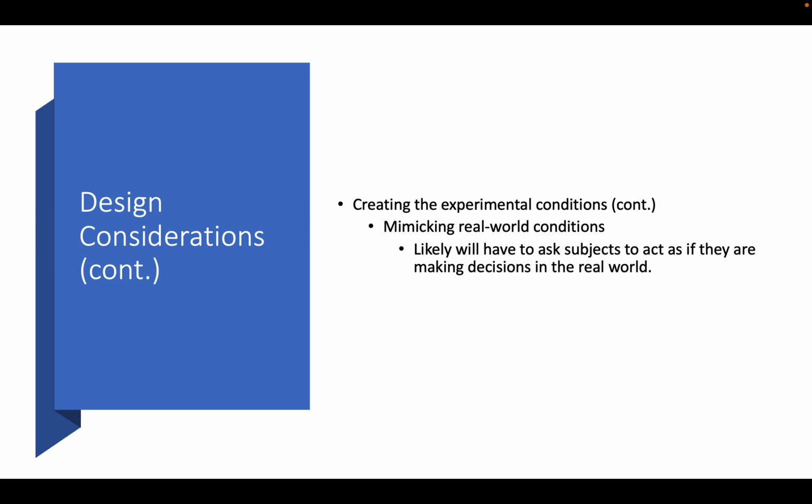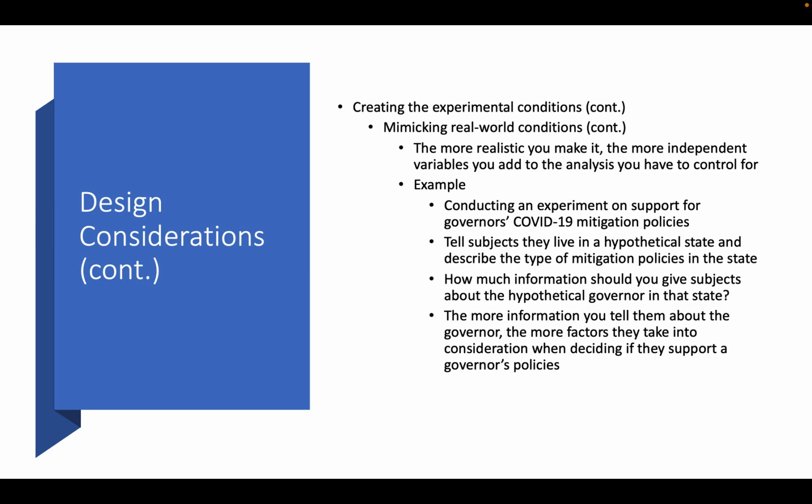So what can we do? Well, we can mimic real-world conditions. We likely will have to ask subjects to act as if they're making decisions in the real world. So this might help us to make the experiment be more realistic and thus give us valid conclusions. The more realistic we make the environment, the more independent variables we have to add to the analysis that you have to control for. So let's give an example.